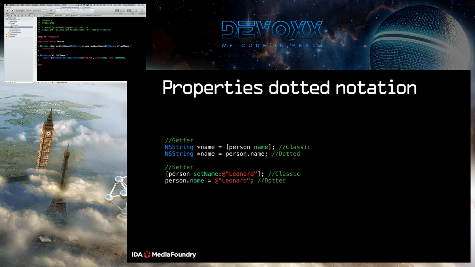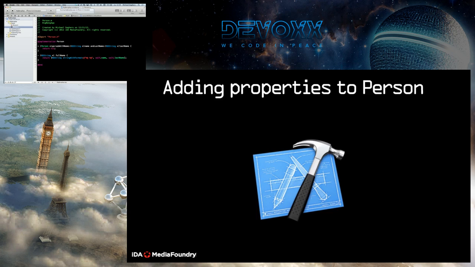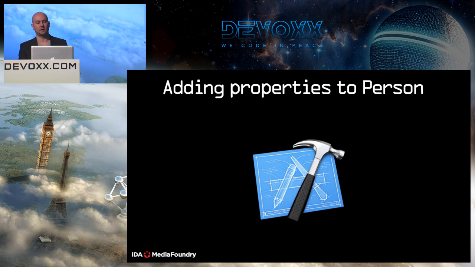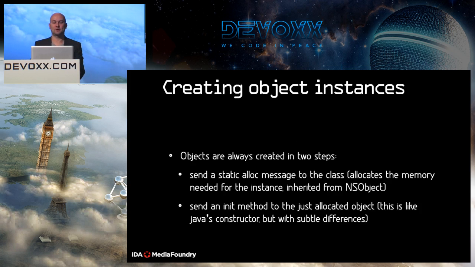Let's wait for the personWithName a little longer, but you will see there that we will use self.name equals name to set the name. So that's adding properties to a person. Let me switch back to the presentation for you guys.